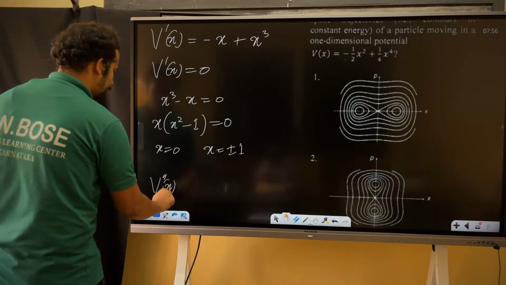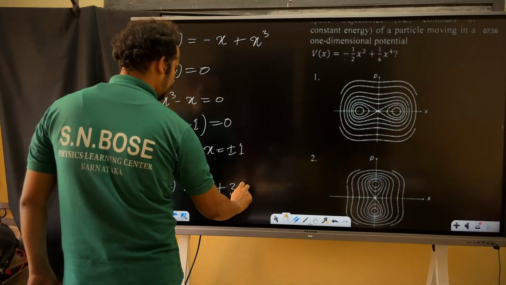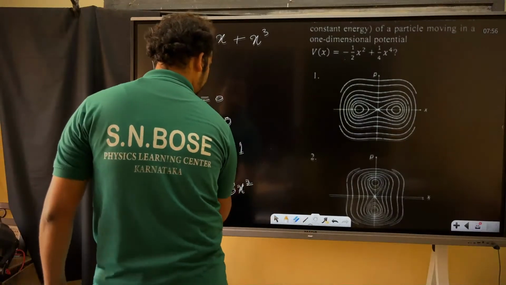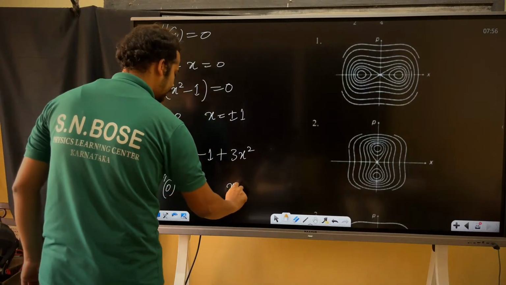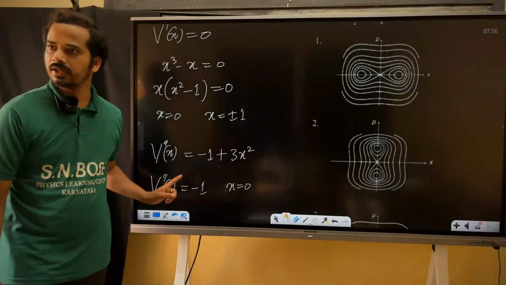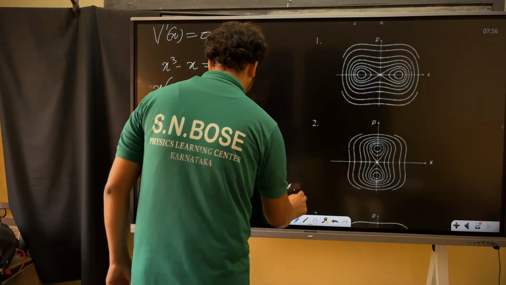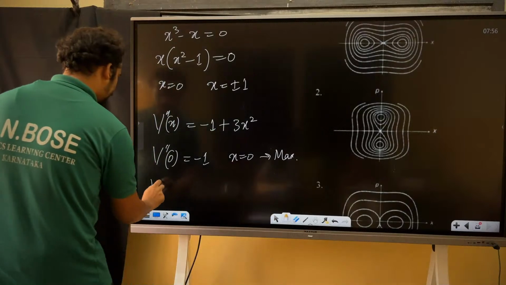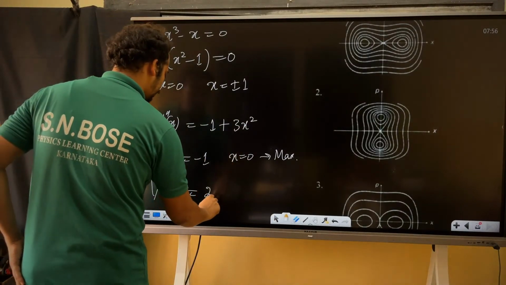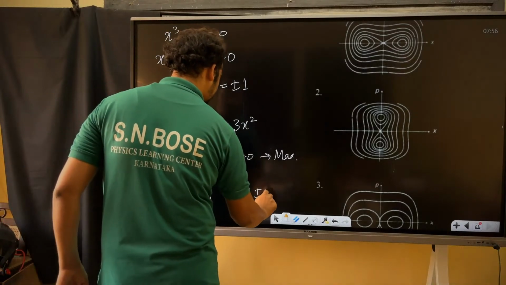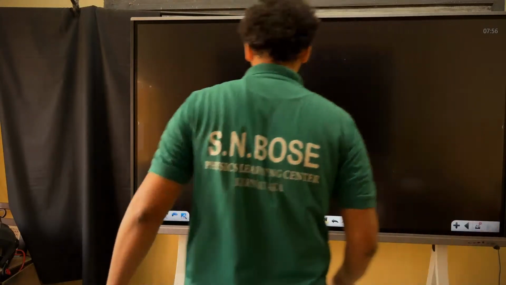V double dash of x, what is this one? Minus 1 plus 3 x square. Am I right? So what is V double dash of 0? That's equal to minus 1. That means x equal to 0 is a maximum. Second derivative negative means it's a point of maximum, isn't it? At x equal to plus or minus 1, V double dash is plus 2. So x equal to plus or minus 1 are points of minimum. This information is sufficient to completely plot it.